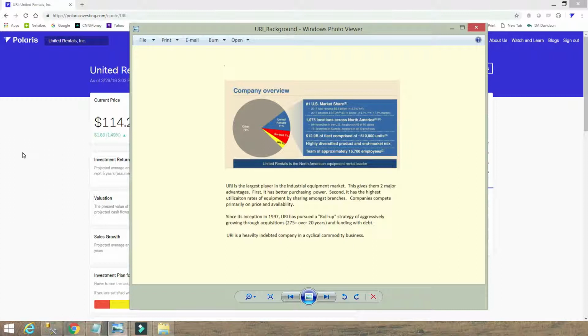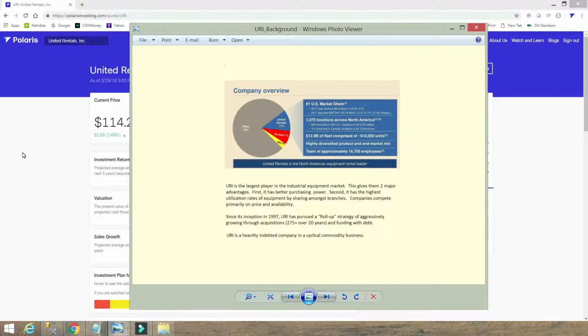As mentioned earlier, there's the number of locations across North America, a little over 1,000. I want to read at the bottom here, though, that URI is the largest player. This gives them two major advantages. One is its purchasing power with its suppliers, and the second is the high utilization rates it gets from its equipment by sharing between its branches. In the industry that they're in, the companies primarily compete on price and availability.